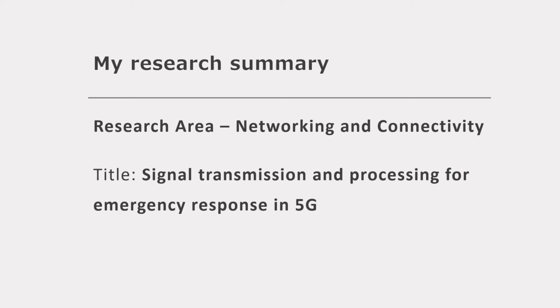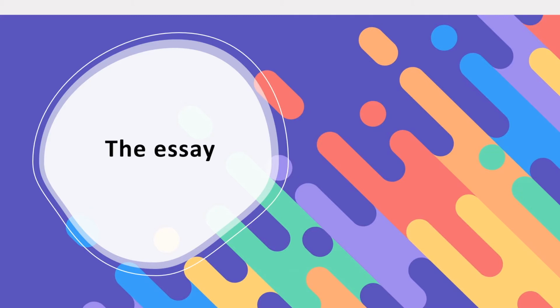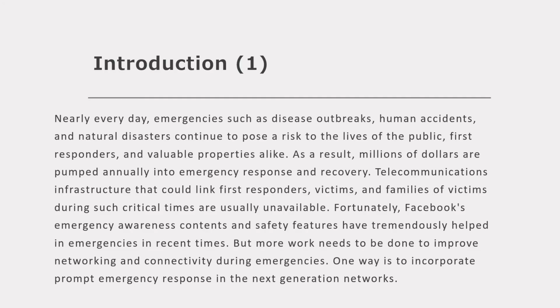What is my research summary or my research area? My research area is networking and connectivity, and I propose a title called Signal Transmission and Processing for Emergency Response in 5G. Now, let's look at the essay. So I have grouped the introduction into 2 because it couldn't all fit onto this page. So the first one, I'm going to read the first one.